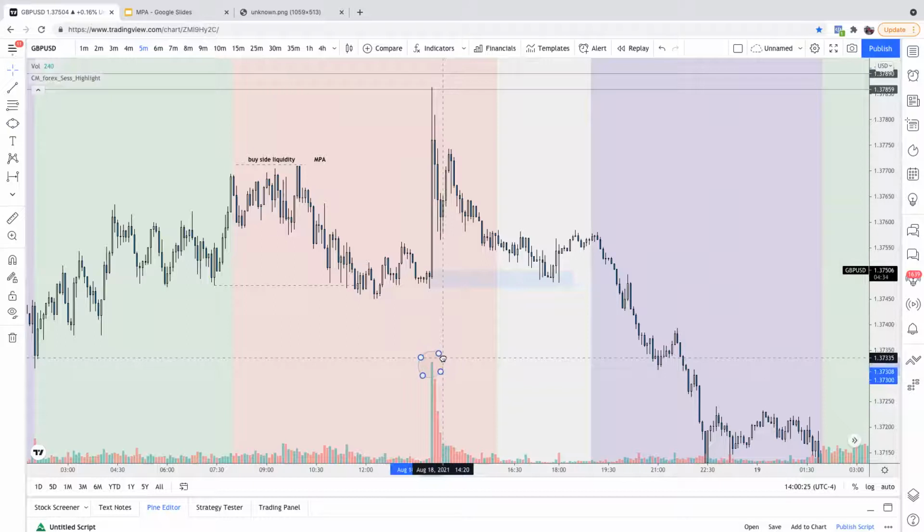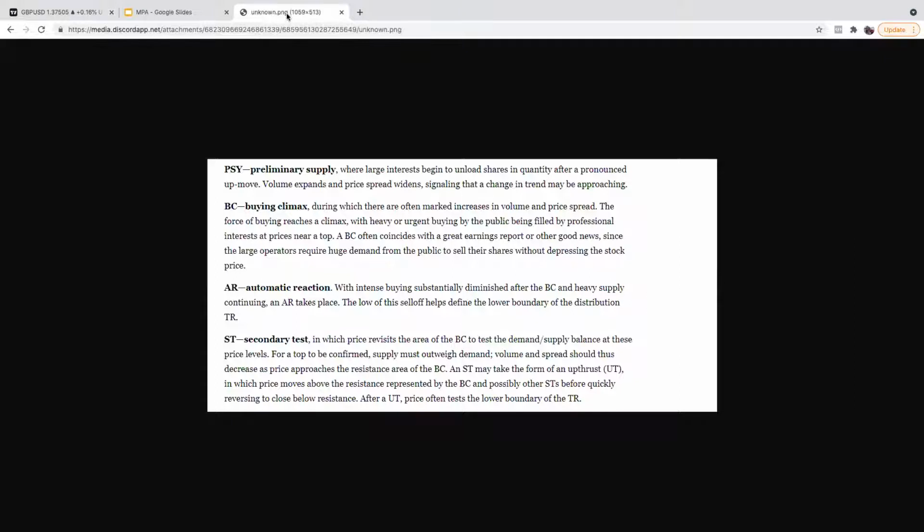And my trading style is based around Wyckoff ideology. So this right here was PSY behavior, preliminary surprise. And I have this right here. PSY is where large interest begins to unload shares in quantity at a pronounced up move. Volume expands and price spread widens, signaling that a change in trend may be approaching.